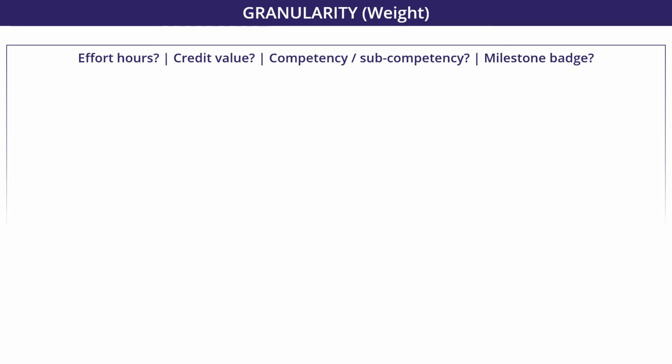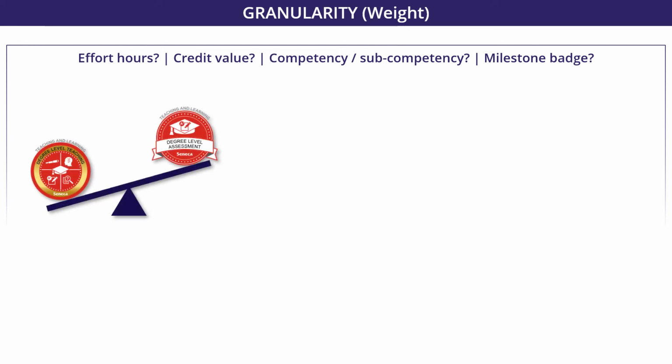In terms of granularity, there's a number of ways of looking at that. The number of effort hours, or what they call in Australia the volume of learning. What is the credit value, for example, often related to effort hours? Is it a competency or just a sub-competency? Is it a milestone or simply a pathway step? And so it's some different ways of getting at that.